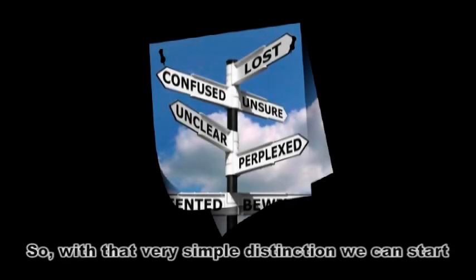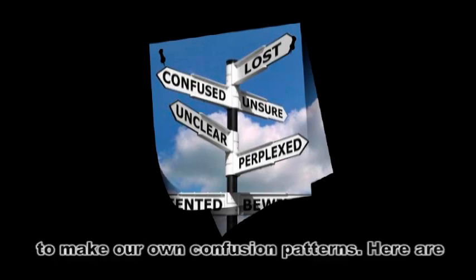Let's take the very simple and short sentence that I've mentioned. I often wonder what things will be like when we were there. The first part of the sentence, I often wonder what things will be like, is simple and understandable enough. Likewise, the second half of the sentence, when we were there, also makes sense. It's when you combine them in a single sentence that they create confusion. So, with that very simple distinction, we can start to make our own confusion patterns.